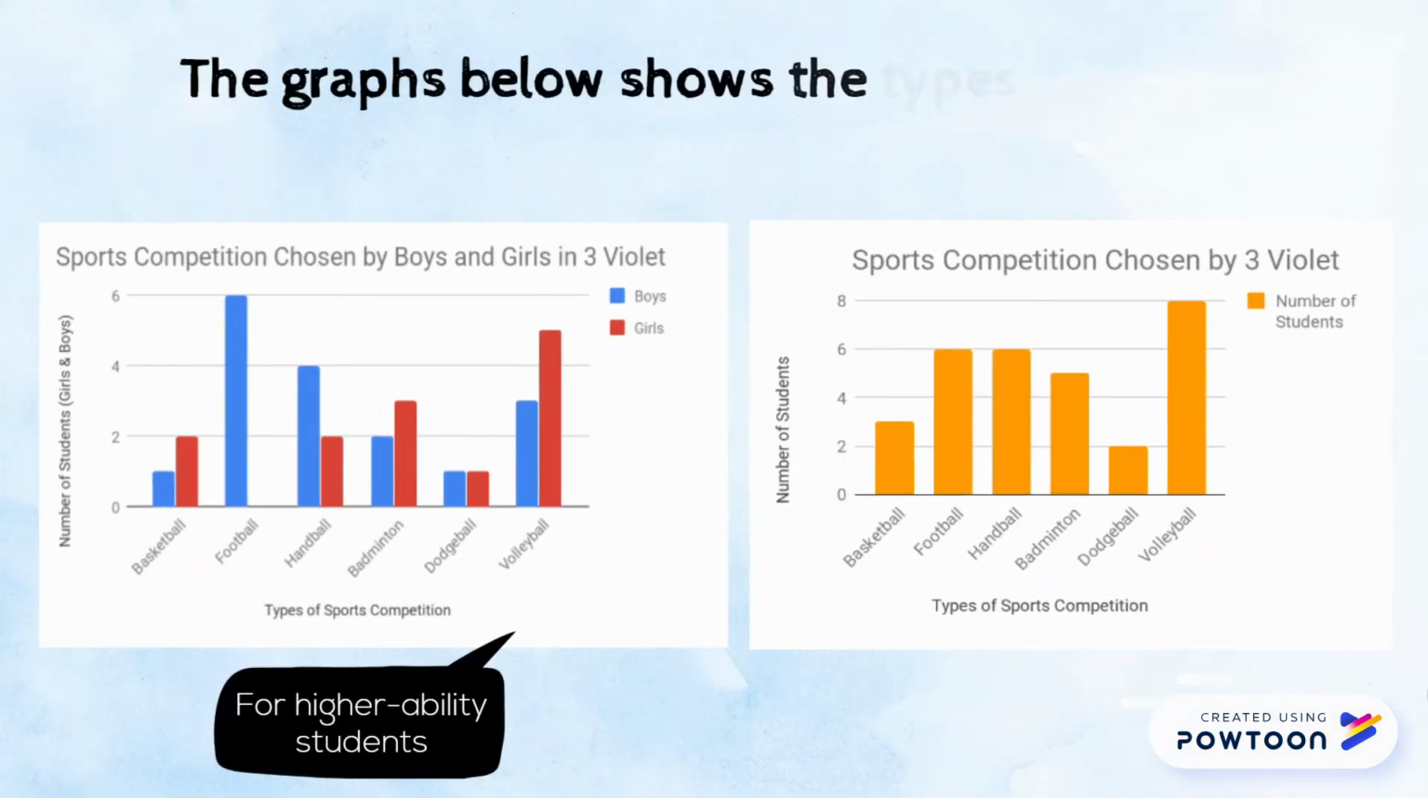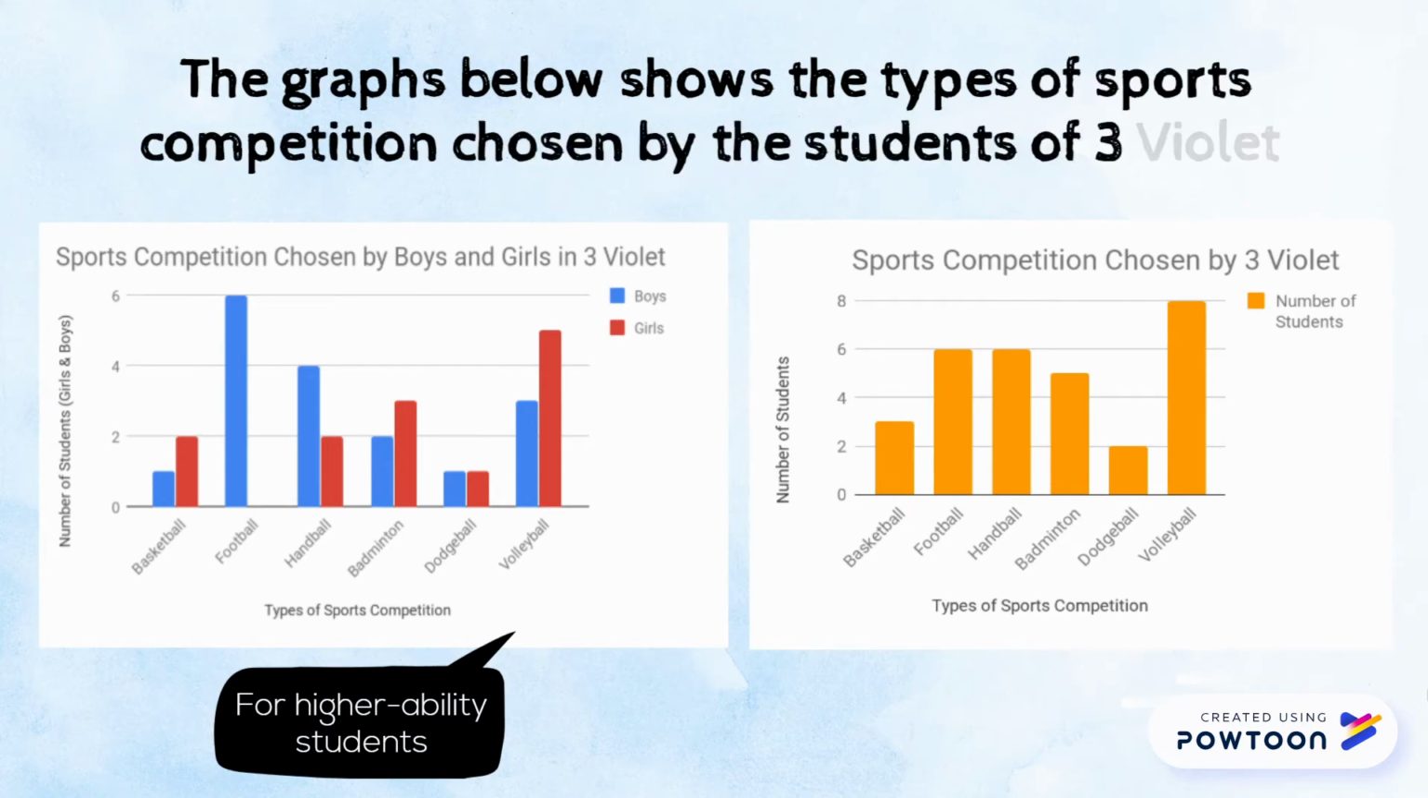In this video, the differentiated instruction will be applied by providing different graphs that represent the same scenario to students. As you can see here, there are two different types of graphs that show the type of sports competition chosen by the students of Tree Violet. Students will work on questions that are based on a graph that involves only one variable, which you can see on your right, while students of higher ability will be provided a graph that involves two variables, which is on your left.